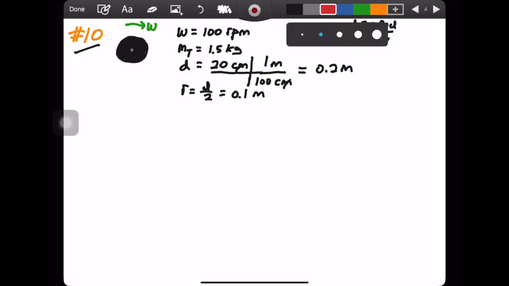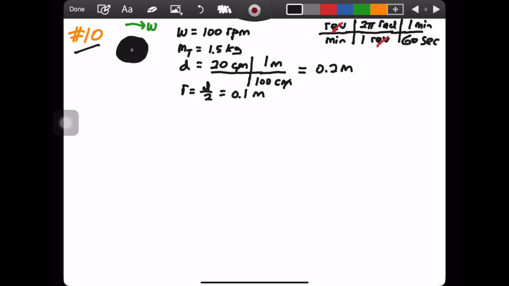And you see now how revolution cancels. And now I'm in radians per minute, so I'm getting closer. And now what I want to do is convert minutes to seconds. And so 1 minute is equal to 60 seconds. And so the minutes cancel out. So I would take 2 pi and divide it by 60. That's how you would convert. But again, I'm going to make a case that we don't even need to make the conversion for the angular velocity omega.